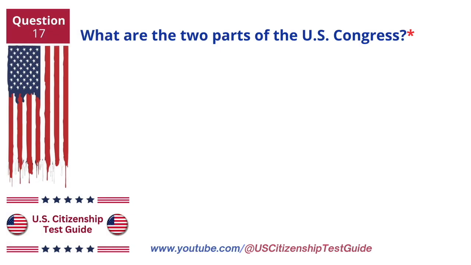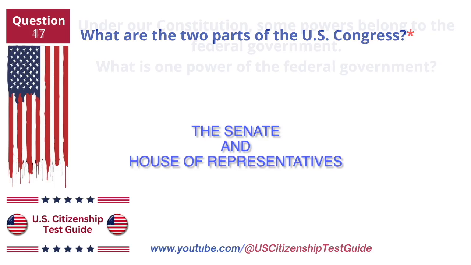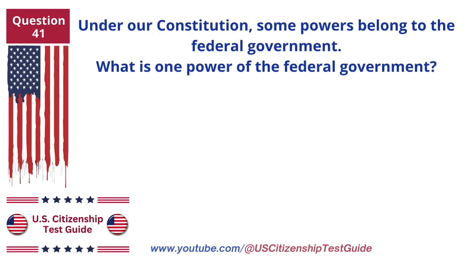What are the two parts of the U.S. Congress? The Senate and House of Representatives. Under our Constitution, some powers belong to the federal government. What is one power of the federal government? To print money.